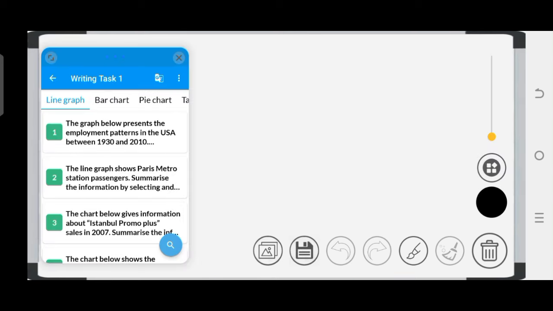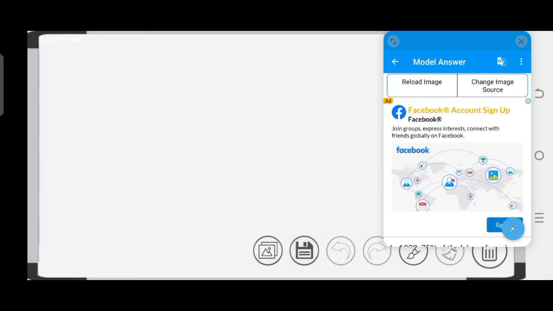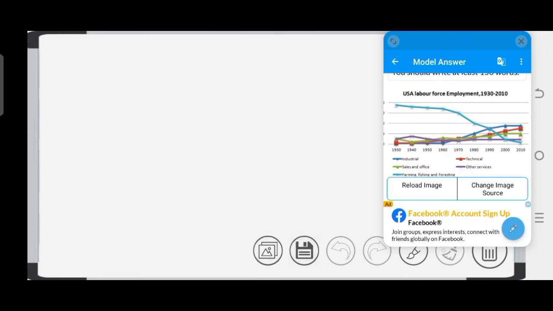So you can see I have picked a line graph. Okay, so the question is: the graph below represents the employment patterns in the USA between 1930 and 2010. Summarize the information by selecting and reporting the main features and make comparisons where relevant. You should write at least 150 words. So now we can clearly see that there are a few things in this graph which you need to understand.